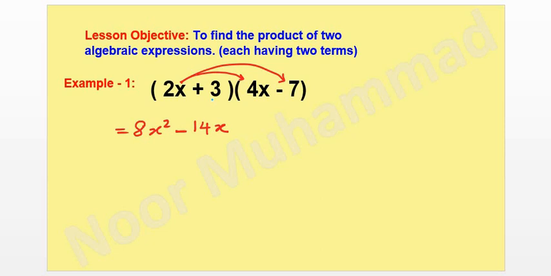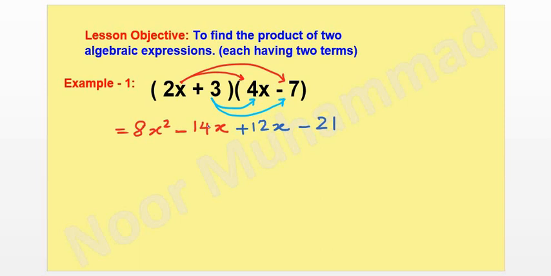What next now? We will multiply this positive 3 with positive 4x, and then we will multiply positive 3 with negative 7. So positive 3 times positive 4x will give us positive 12x, and then positive 3 times negative 7, they have different signs, so it's going to be negative 21. This is how we will expand it.